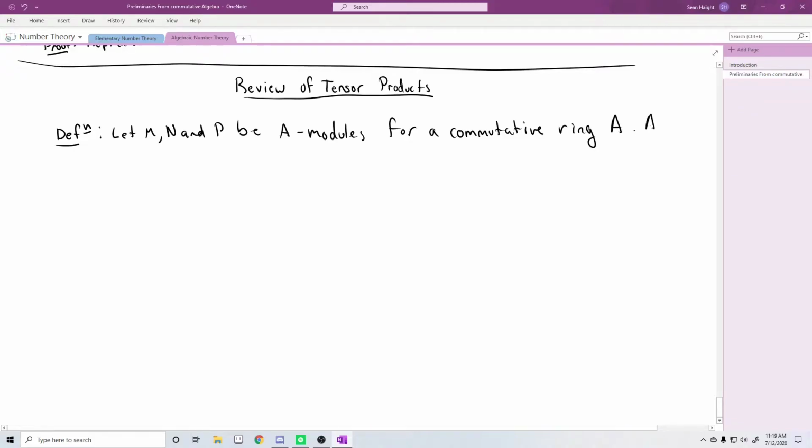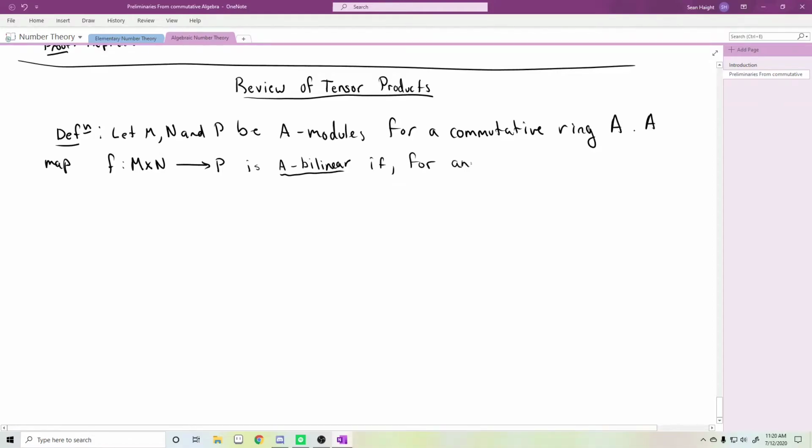A map. Okay. So let's say I have a map from the Cartesian product. So this is just the set of pairs where the left element is an M and the right element is an N. A map from the Cartesian product of these two modules to this module P is said to be A-bilinear.